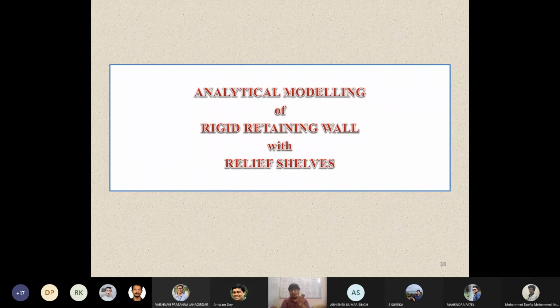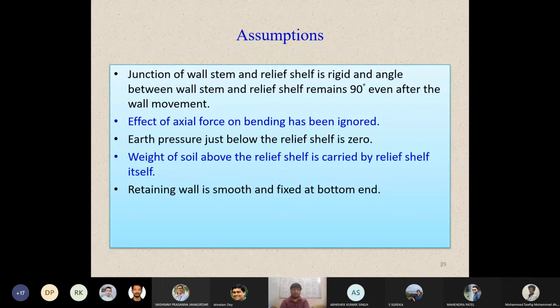that will be able to propose what should be the optimum width of relief shelf, position of relief shelf, as well as what will be the distribution of the bending moment and shear force, which is very much required for the reinforcement detailing and the design of retaining walls. So yeah, assumptions are always very much important.